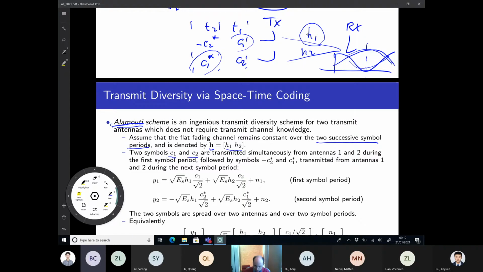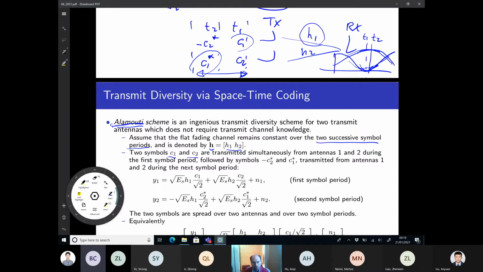Now we're going to assume that H1 and H2 here are constant over those two time instants. So I'm going to have the time T1 here, for instance, and the time T2 there. So it's constant. The channel from antenna 2, H2, is good for both time instants, and H1 will be bad for both time instants, for instance. We'll see later on why it is important for H1 and H2 to be constant over those two symbol durations.